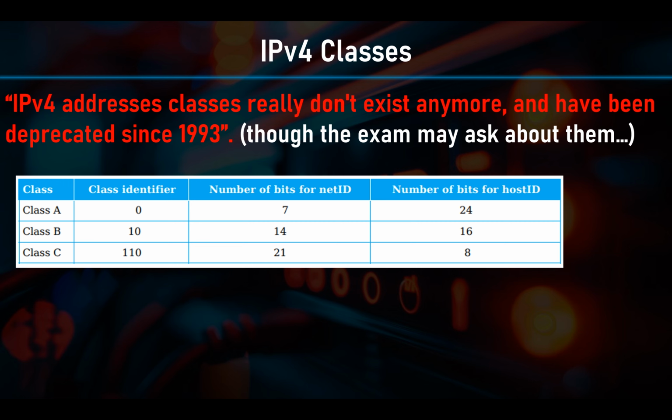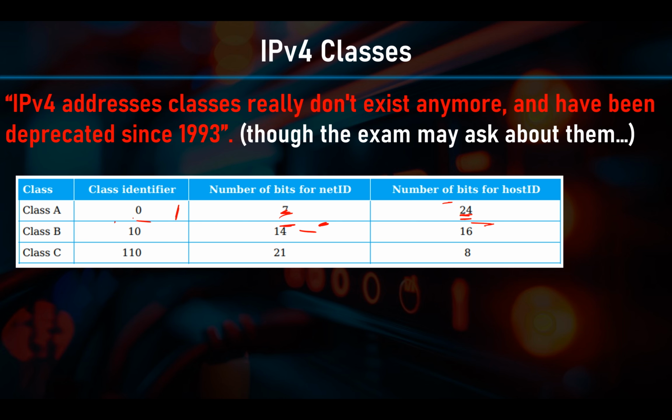Okay, so CIDR came first, then subnetting came after. Let's say Class A is going to use the class identifier 0, then we're going to have 7 bits for the network ID and 24 bits for the host ID. If we look at this, these all add up to 32, because if the class identifier is 0, that's 1 bit, plus 7, plus 24, that's going to be 32.